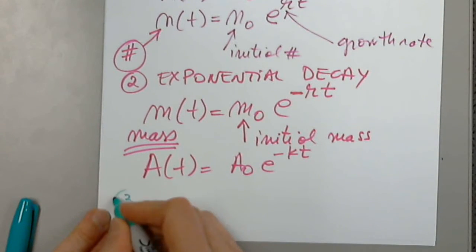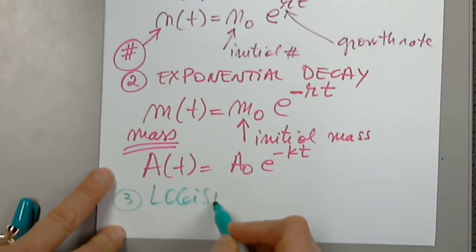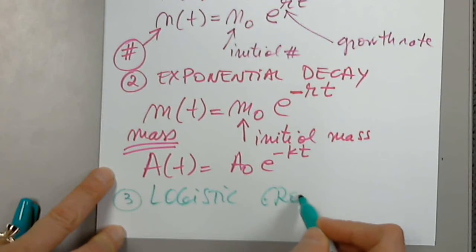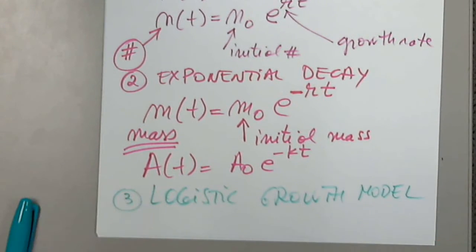The third one is the logistic growth model. And this one has many, many different presentations. So let's start with the problem, 37.